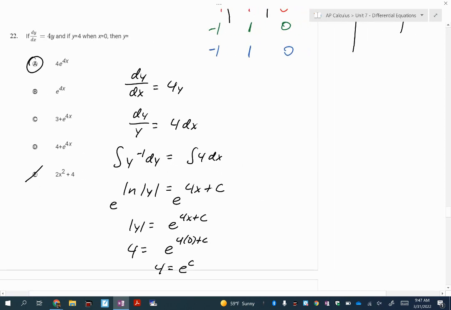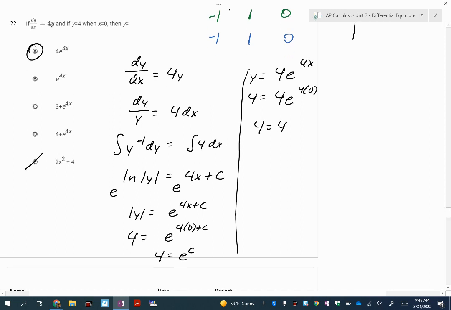If you go through answer choice A, 4 times e to the power of 4x, if you plug in that 4 for y and 0 for x, you're going to get e to the 0 power, which is 1. 1 times 4 is 4. Do the next one, and in answer choice B you only get e to the 0 power, which is 1. So it's not that one. So really it comes down to this decision between A or C, because this one's going to be 5.